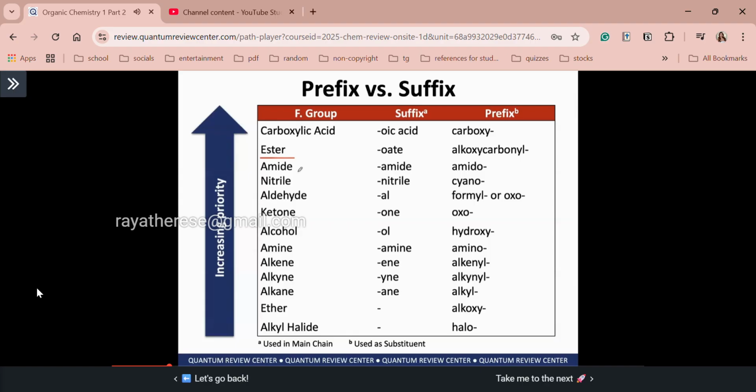Class, please read your manuals on the suffix and prefixes. Here, I will just point out our prioritization. Thirdly, we have amide, nitrile, and aldehyde. Usually, class, yun lang yung important. The first 5, we have cyana. Ayan, di ba? Cyana, carboxylic acid, ester, amide, nitrile, and aldehyde.